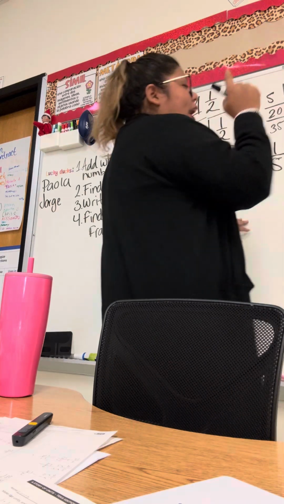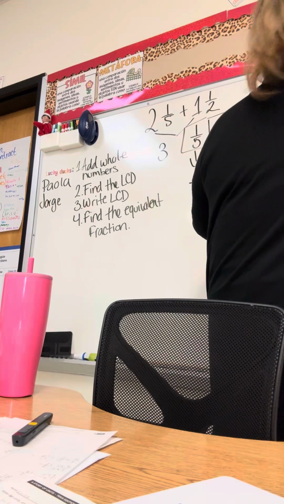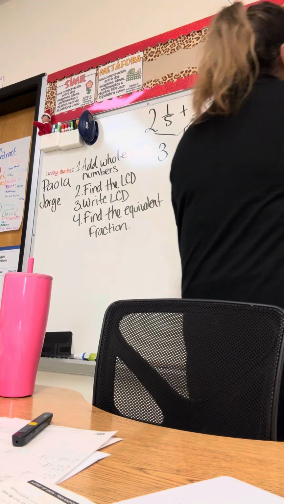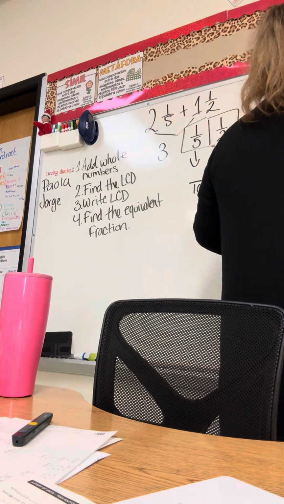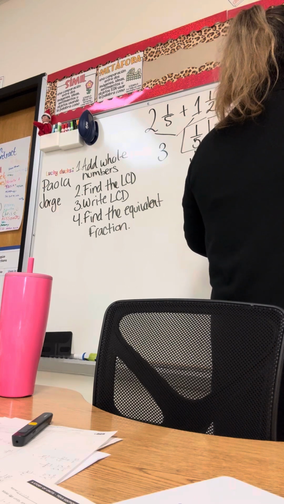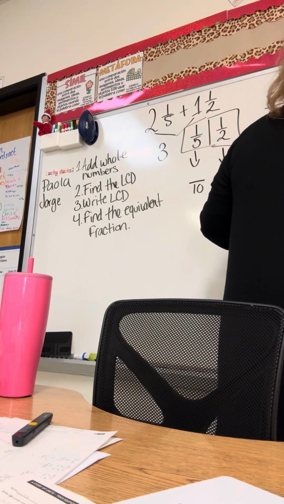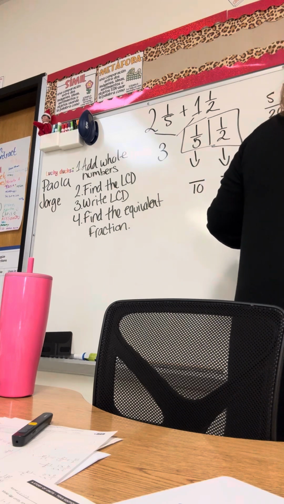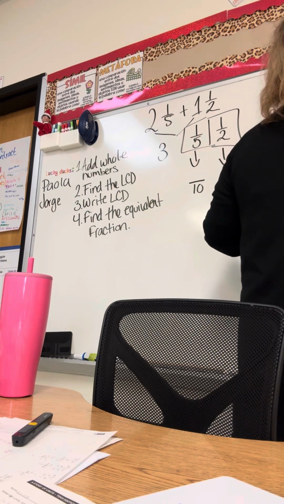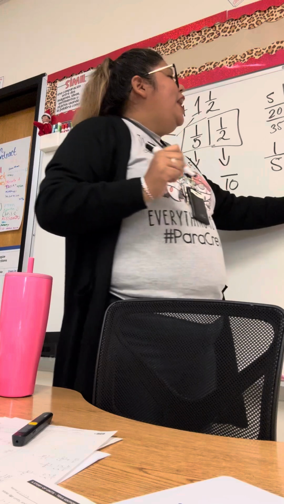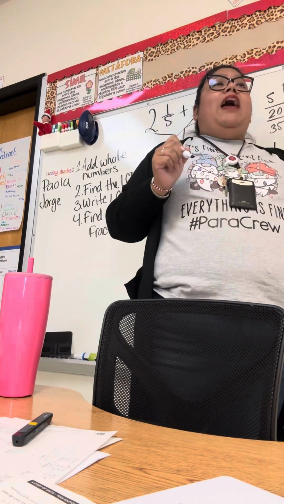Okay, now let's go over this one. It's 1/2. In what position is 10 on? 1, 2, 3, 4, 5. So I'm multiplying both by 5. 2 times 5 is 10. 1 times 5 is 5. So I'm gonna end up with 2 10s and 5 10s.